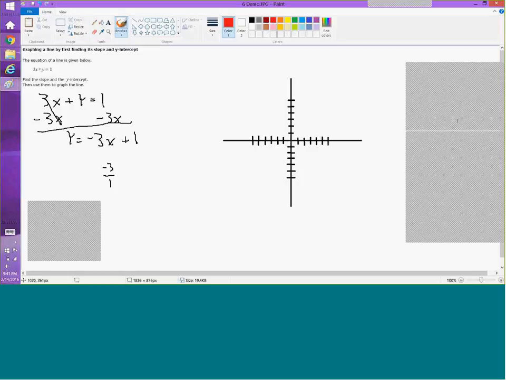For the intercept, we count from 0 and come up 1. Then with the slope of negative 3 over 1, we're down 3 from this point that we just made: 1, 2, 3. Then we go right 1. We have our 2 points, so we can graph our line going between them.